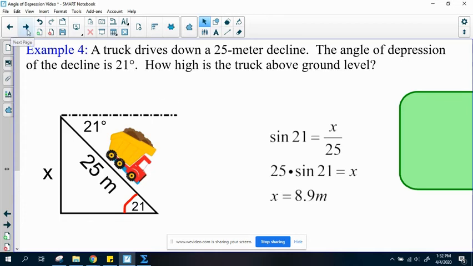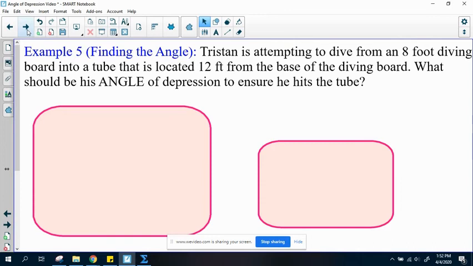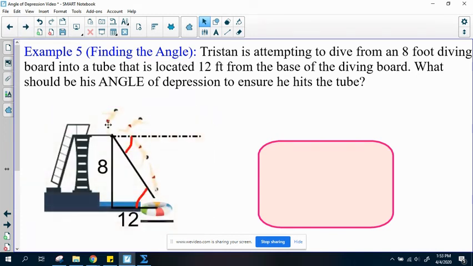All right, the last one is a little bit different. I did want to give you one example where instead you're given two of the side lengths and you're trying to find the angle of depression. So Tristan is attempting to dive from an 8-foot tall diving board into an inner tube that's 12 feet from the base. What should his angle of depression be to ensure that when he dives, he hits the tube? So this one looks like this. We have this guy. He's going to jump into this tube. It's 8 feet up from the water, and the tube is 12 feet away.